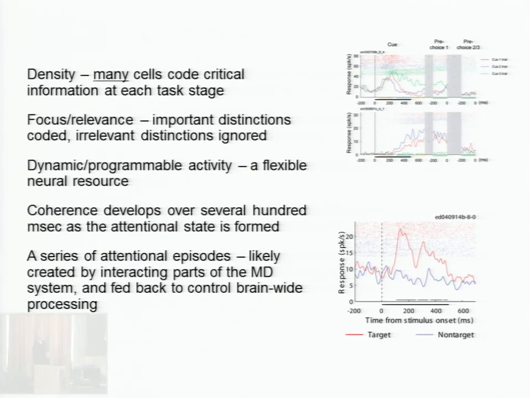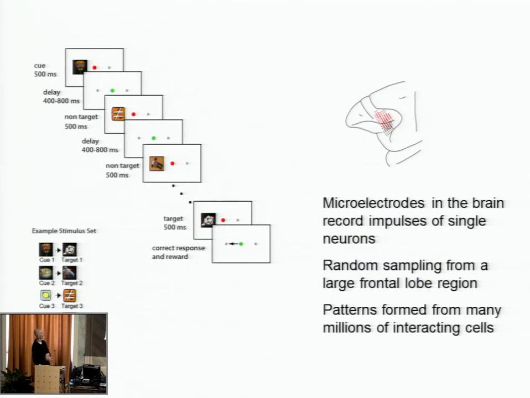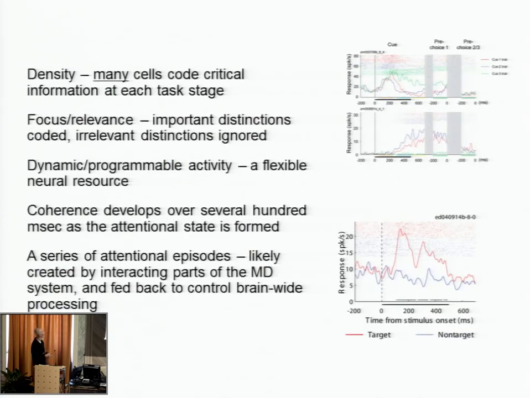First, the density of the representation. If you record from this large area of the lateral frontal surface, and increasingly experiments are beginning to show the same from other putative multiple demand regions in the monkey cortex as well, then you find an extraordinary density of cells which appear to be doing what this task requires. Many, many cells make the distinctions that are critical for the monkey's current behavior. Depending on your criterion for what would count as responding to significant events, it can be almost all of the cells. But even for quite fine distinctions, it's a lot.